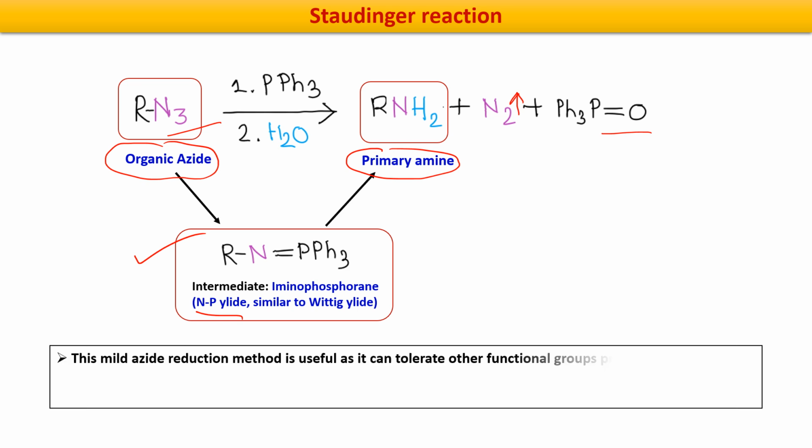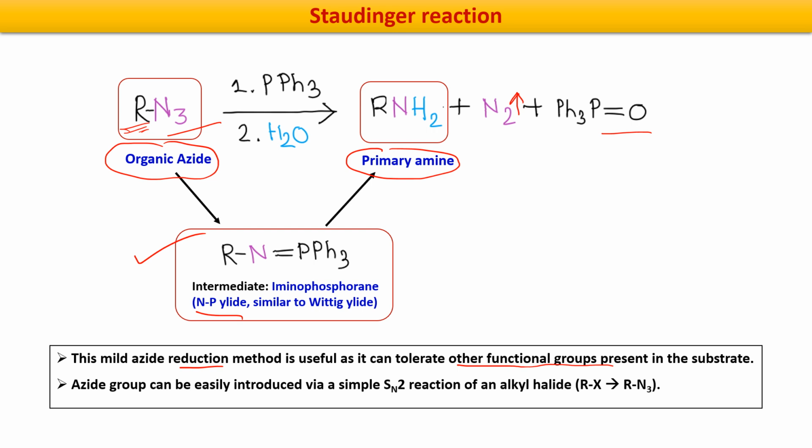Now this reaction is a mild azide reduction, because ultimately it is reduction of this N3 group, and it can tolerate other functional groups. So suppose you have a double bond in this R part, that will be tolerated. And this azide you can easily prepare via a simple SN2 reaction. So suppose you have taken RX, say RBr, and you can convert that to RN3.